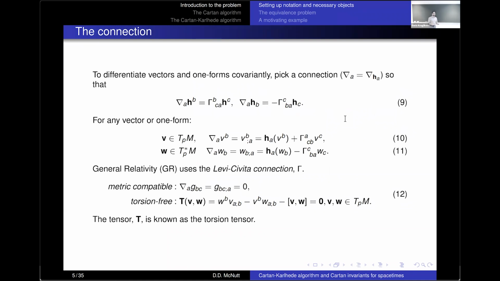We're going to introduce a connection. The natural choice is the Levi-Civita. And so we can do covariant differentiation of a vector and a one form. And the Levi-Civita connection is defined as metric compatible, so the covariant derivative of the metric is 0, and torsion free. This equation T in 12 is 0.